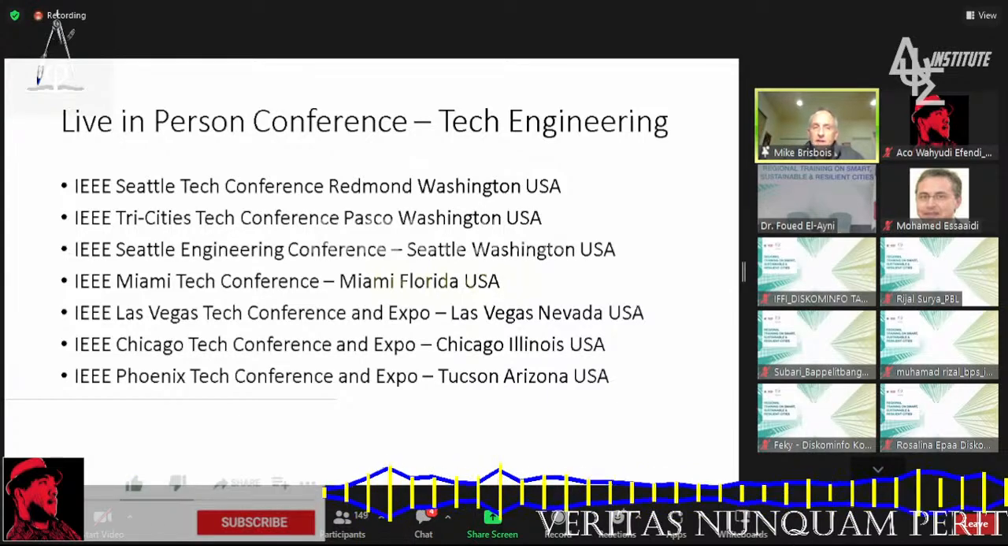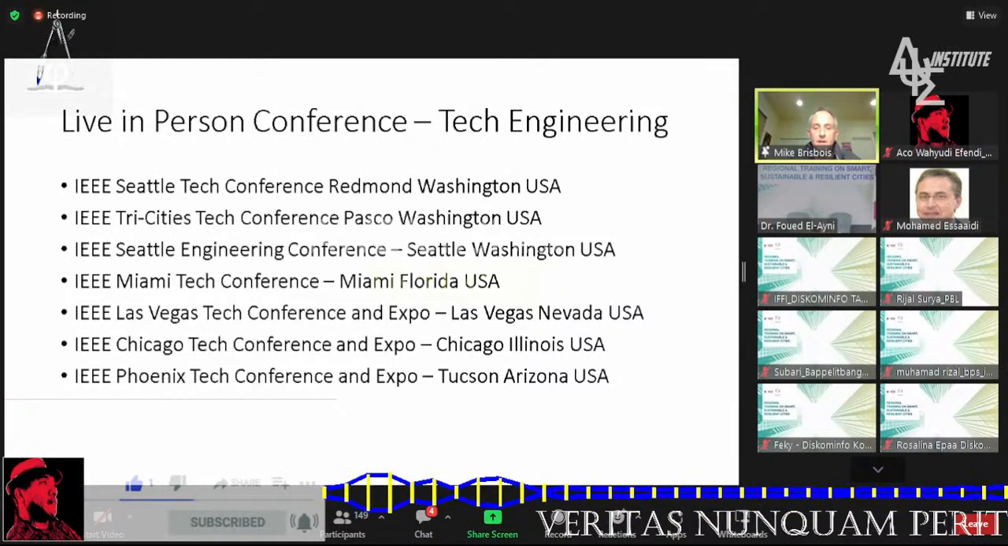Other conferences we had in the United States were in Pasco, Washington, Seattle, Washington, and Miami, Florida. In April, we're going to have a conference in Las Vegas, Nevada. We plan on having a fall conference in Chicago, and then in the winter or fall, Phoenix, Arizona. So y'all are welcome to come. We bring a lot of technical, professional folks together in the same room to collaborate, like you're doing today here in Jakarta, Indonesia.